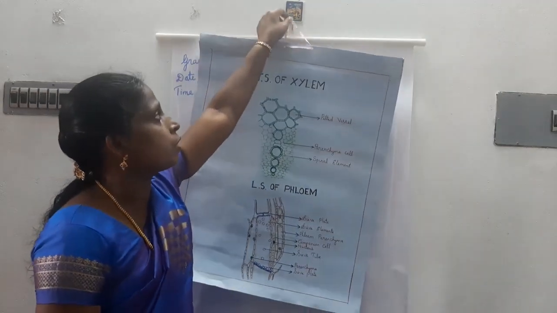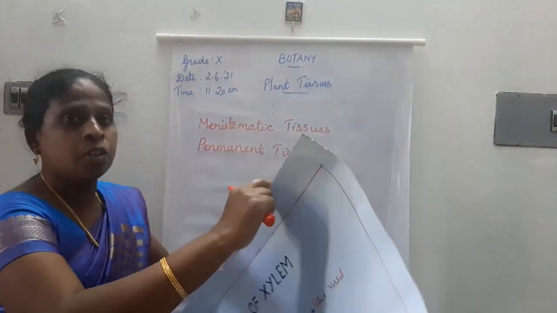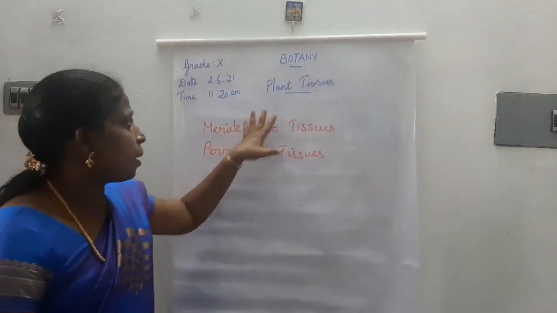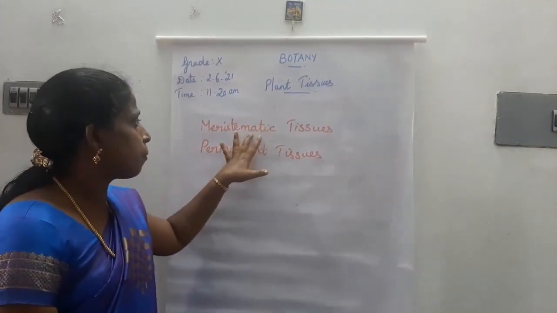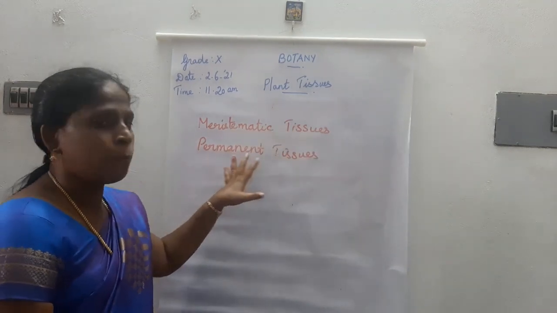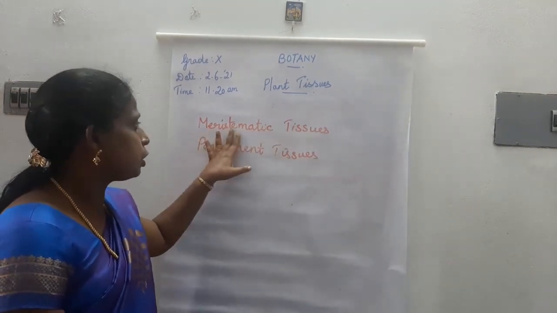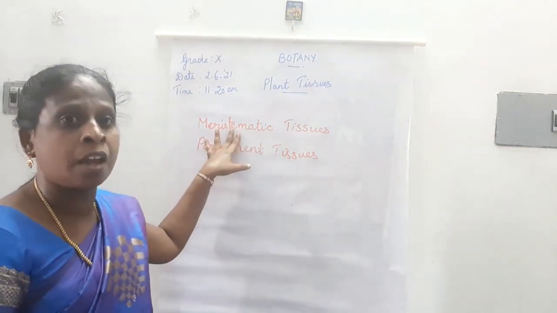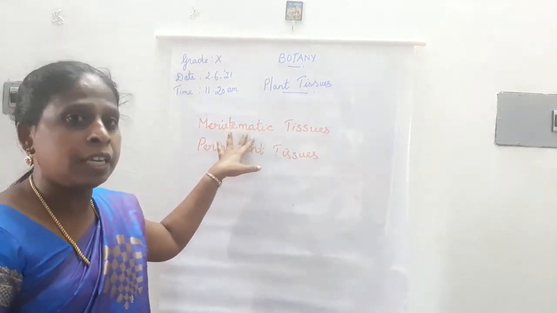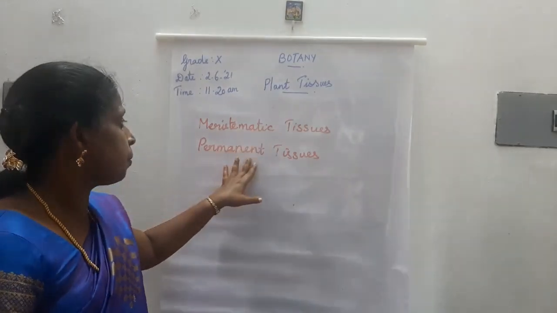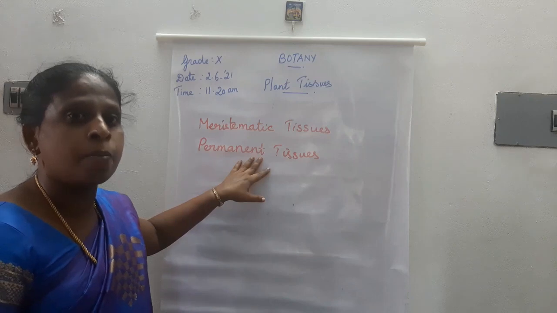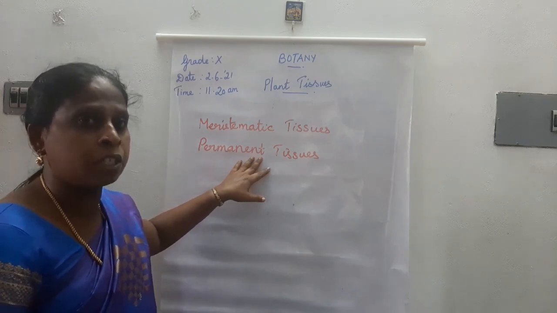So plant tissues, you have already learned, so we can just recall it. The plant tissues are classified into two types. They are meristematic tissues and permanent tissues. Meristematic tissues, based on the position, are classified into three types. They are apical meristem, intercalary meristem and lateral meristem. Permanent tissues are classified into two types. They are simple permanent tissues and complex tissues.